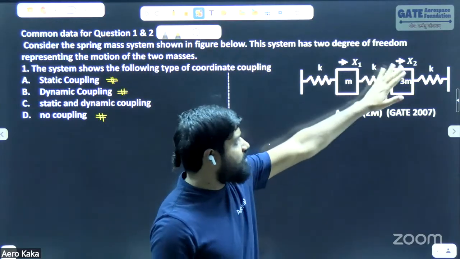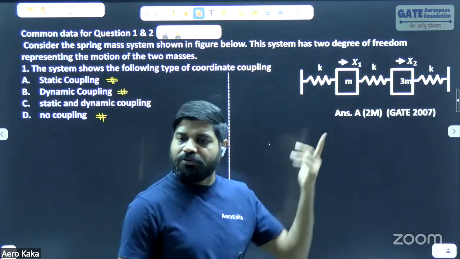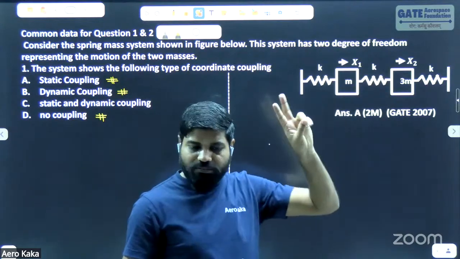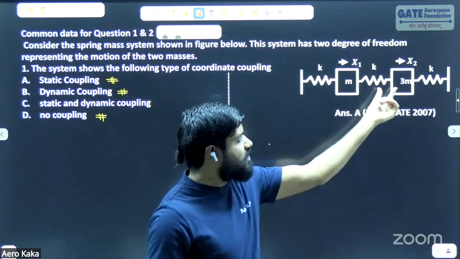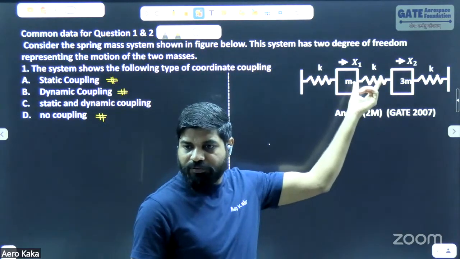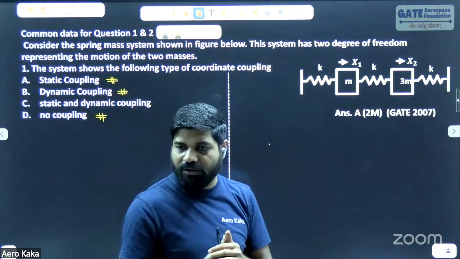Second thing, how many coordinates are required to specify the motion of this system? Two coordinates, x1 and x2. So the degree of freedom is 2. What is the function of this particular spring? It's a link between these two, or a flexible body. Spring is a flexible component only.